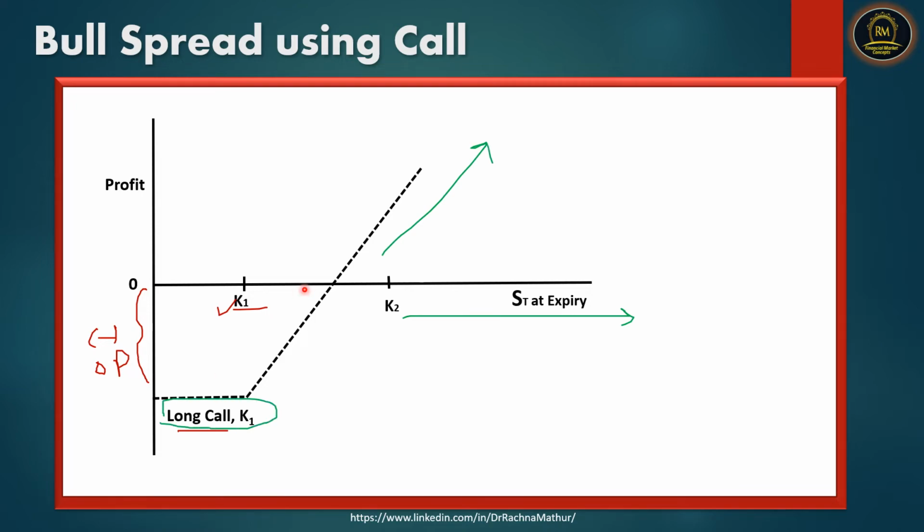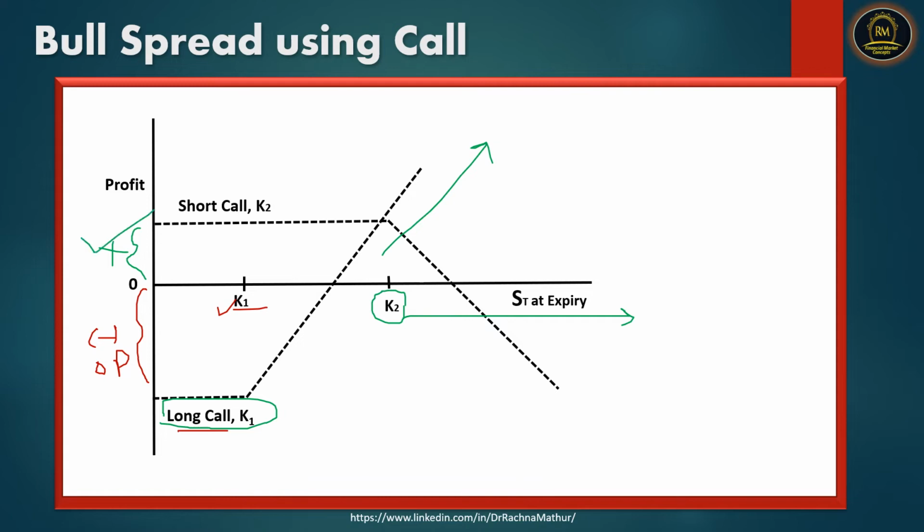But what happens if our expectation goes wrong? Instead of moving up, the market goes down. In that case, we will also have a short call. We will short a call at a higher strike of K2. As soon as we short a call at K2, our trade starts with a positive balance because we receive the money in a short call. The short call holder gives the long call holder the right to buy, and for giving that right, he receives the money.